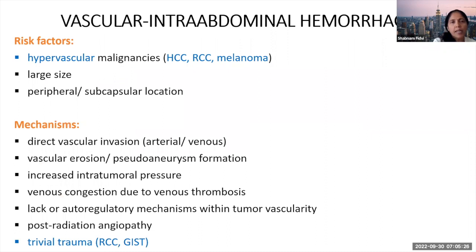So to begin with, intra-abdominal hemorrhage. The risk factors for hemorrhage include hypervascular malignancies, and these are listed, predominantly hepatocellular carcinoma, renal cell carcinoma, and melanoma. Also remember that a large tumor size and a peripheral or subcapsular location of the tumor predisposes to hemorrhage. There's various mechanisms of tumor hemorrhage, which are listed below. I want to also draw your attention to the fact that trivial trauma can be a predisposing factor for hemorrhage in tumors such as renal cell carcinoma and gastrointestinal stromal tumor.